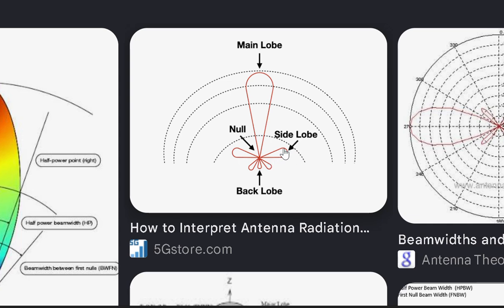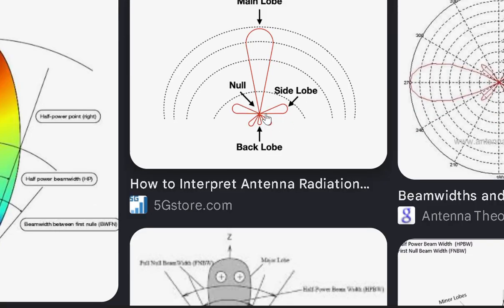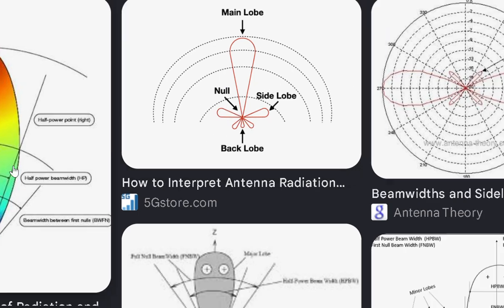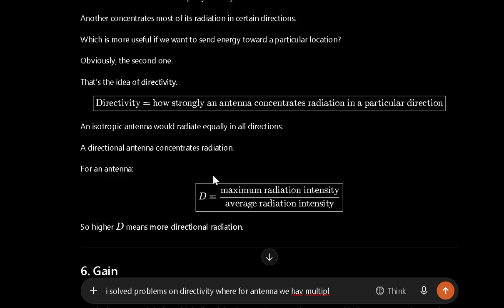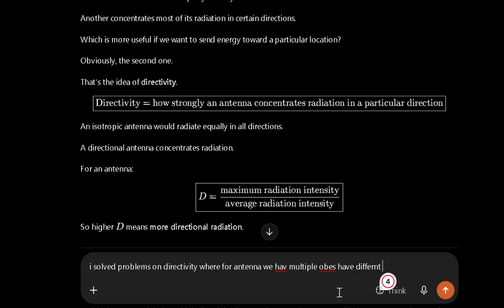This is the main lobe. The lobe represents the directivity of the radiation pattern. This is a side lobe. This is a back lobe. The empty places are called nulls. This has high directivity. Multiple lobes have different patterns.